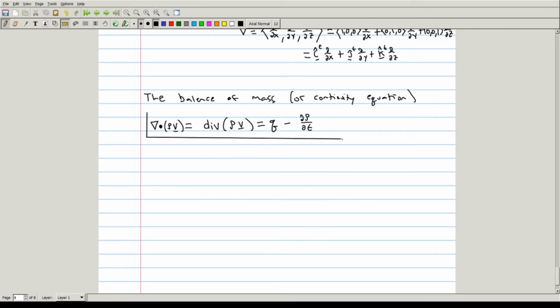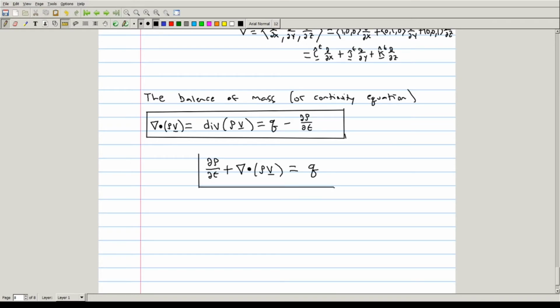This is one way of rewriting this continuity equation. An equivalent way of rewriting it is, we add d rho dt to both sides. It's d rho dt plus the divergence of rho times v is equal to q. And this is another common way of looking at and reading the continuity equation. This way is nice for a number of different reasons.